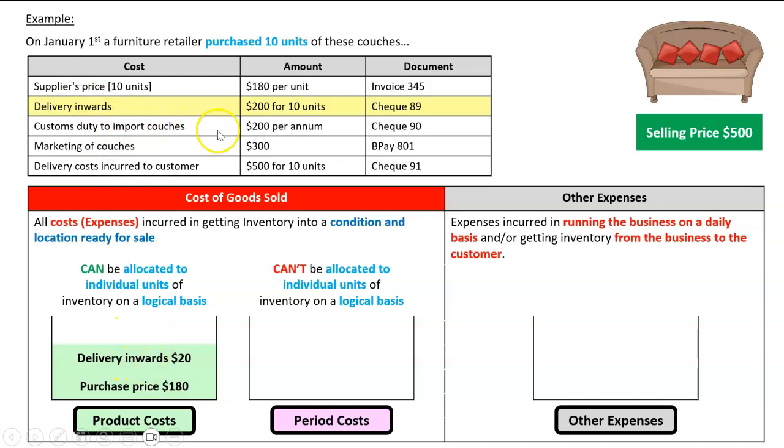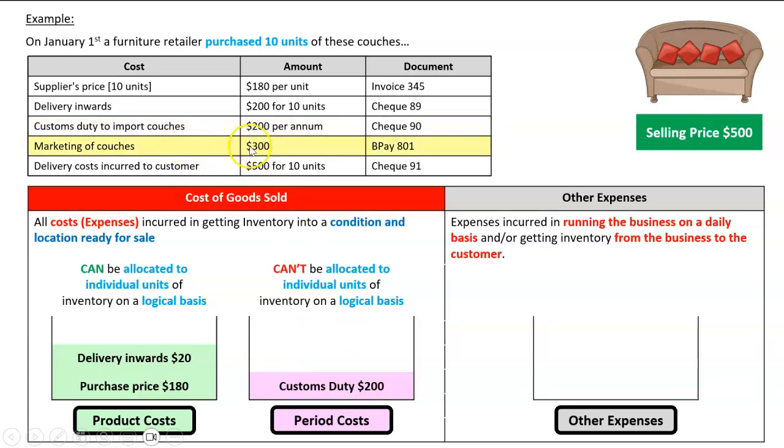What about this customs duty here? Well, clearly that is required to get inventory in a condition and location ready for sale. The problem here is I can't allocate it to each of these 10 units that I bought because this is an annual fee. I'll buy more couches later in the year, and maybe the fee covers other things besides couches. Maybe it covers bookcases as well. So based on the info I have, I can't logically allocate this to each couch. I'm going to put it here as a period cost.